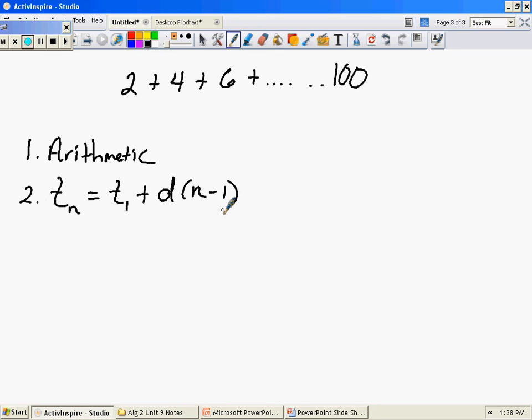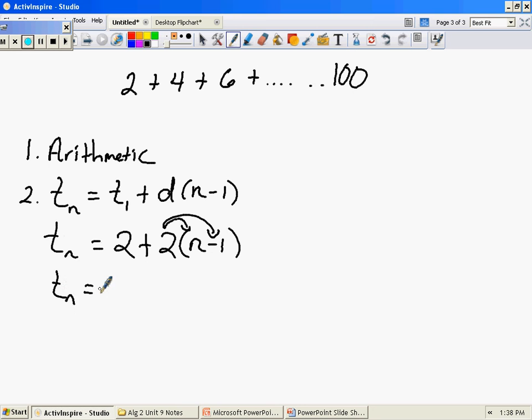Good. Now, what can I plug in here? You can plug in T1. Which is? What's T1? 2. And the D? 2. The D is also 2. And then you delete them with 2 plus 2 and minus 2. And then you add the plus 2 with negative 2. Take a 0. So return 1. Okay. So my nth term formula is 2n.